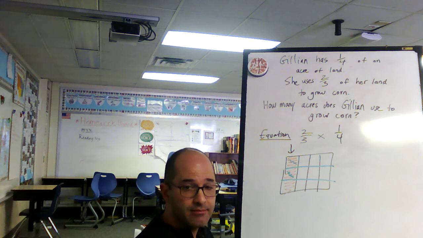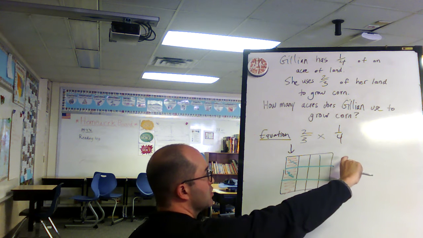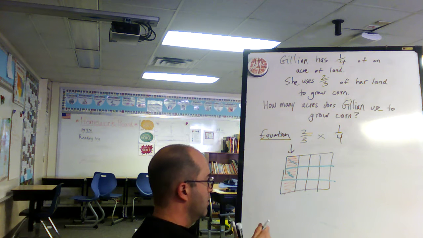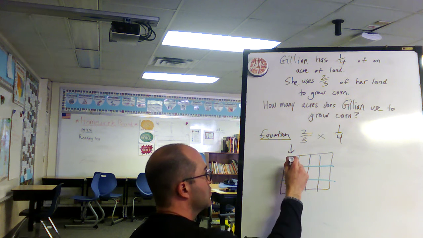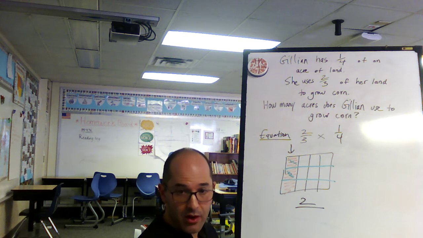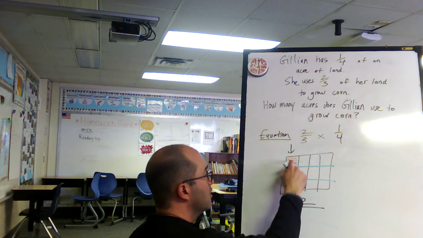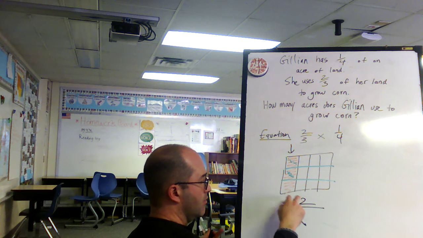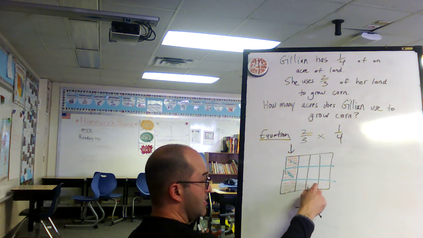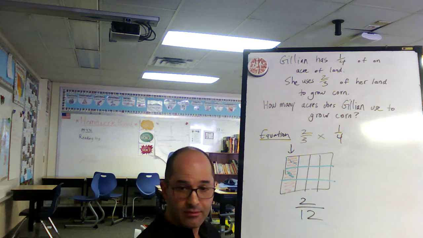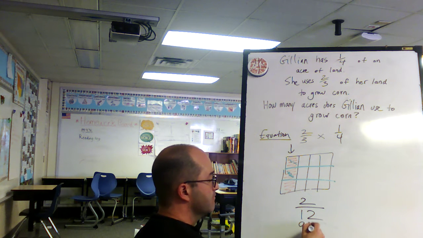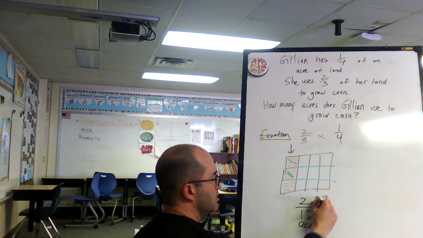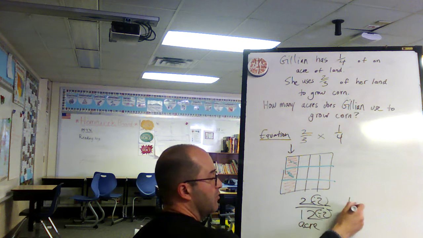So we know now that 2/3 of 1/4, we know 2 of those little squares are used for corn out of a total of three, 6, 9, 12, right? 2/12 of an acre used for corn, which is the same as, divide by 2, 1/6 of an acre.